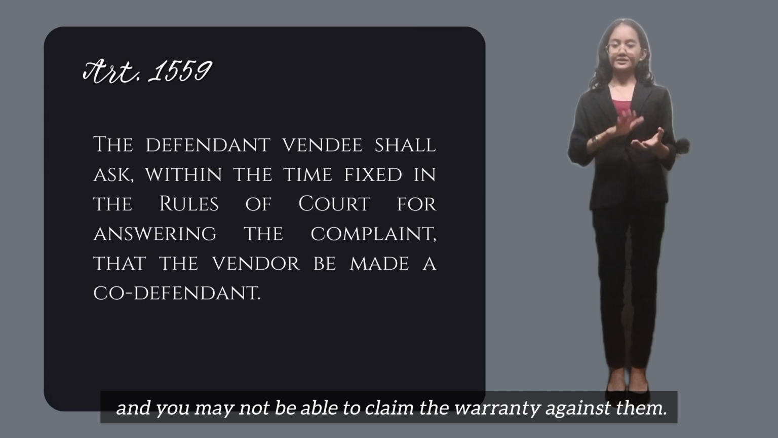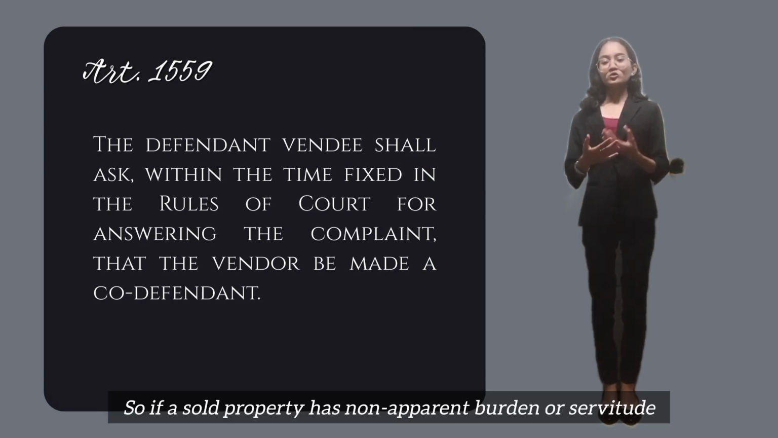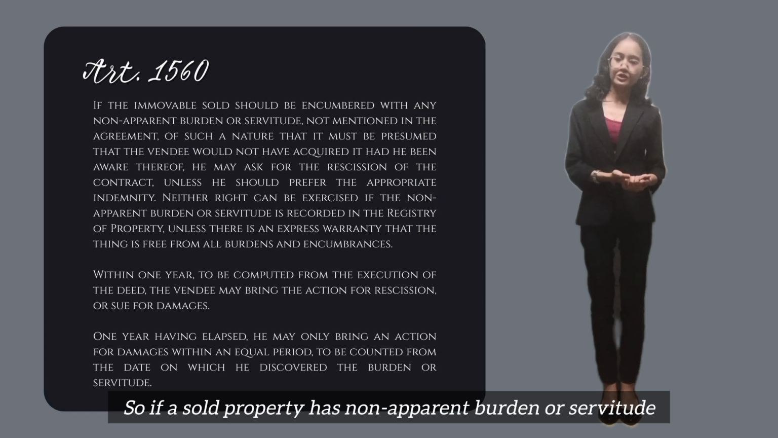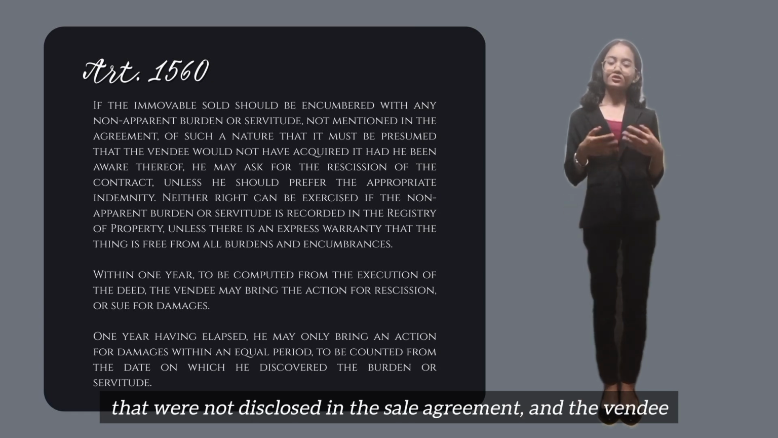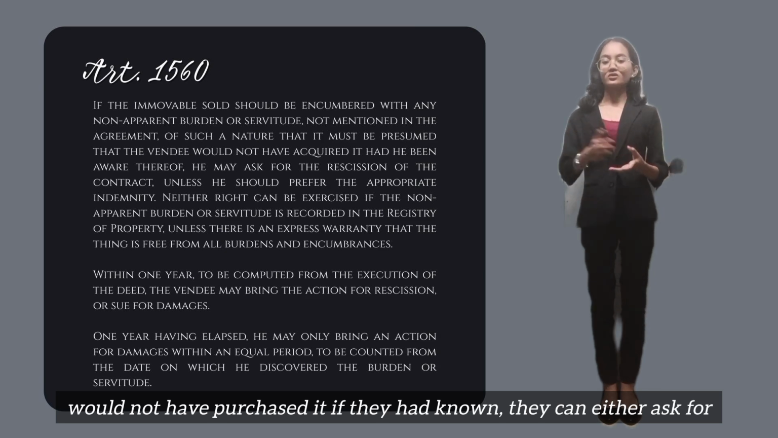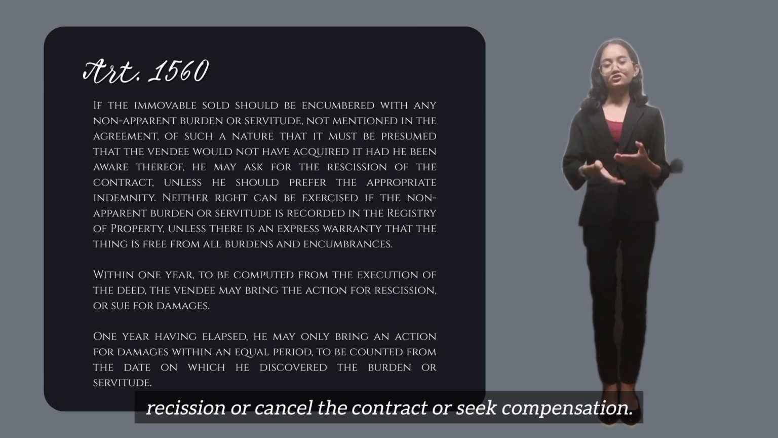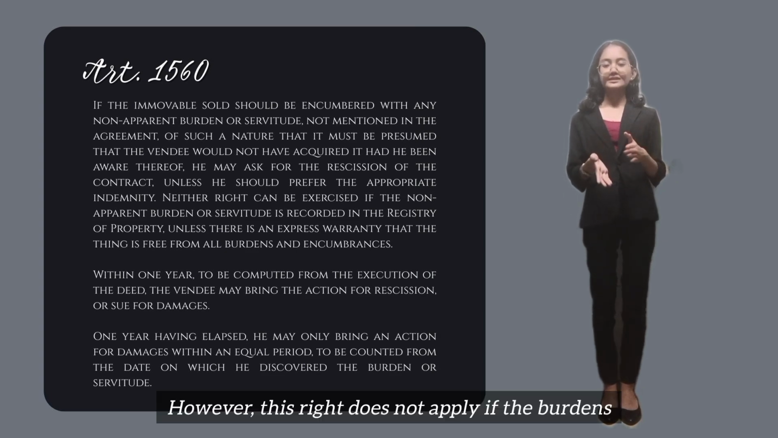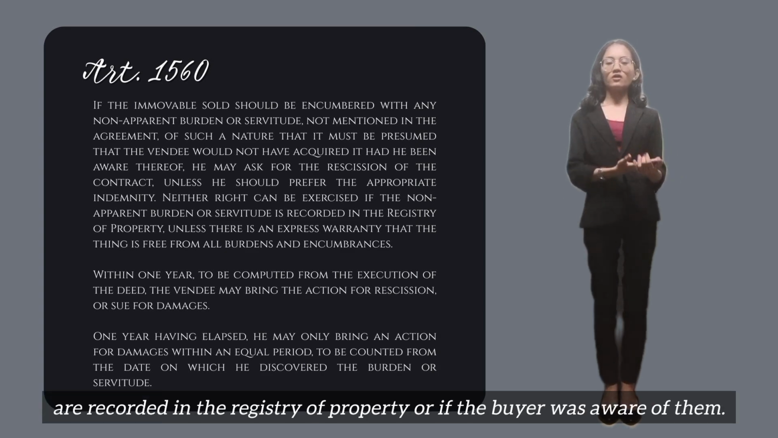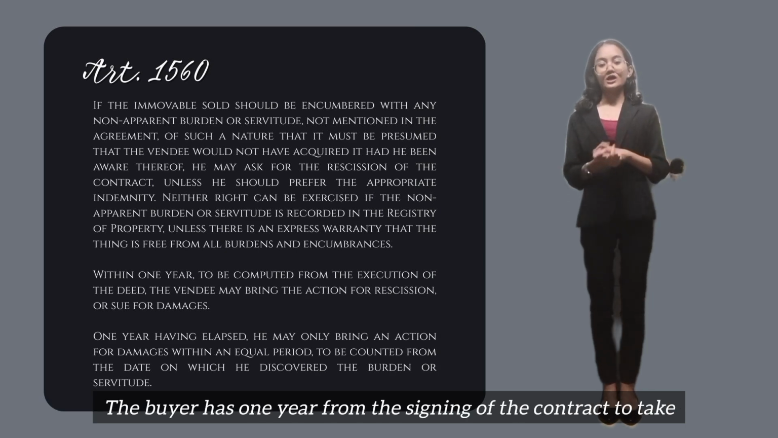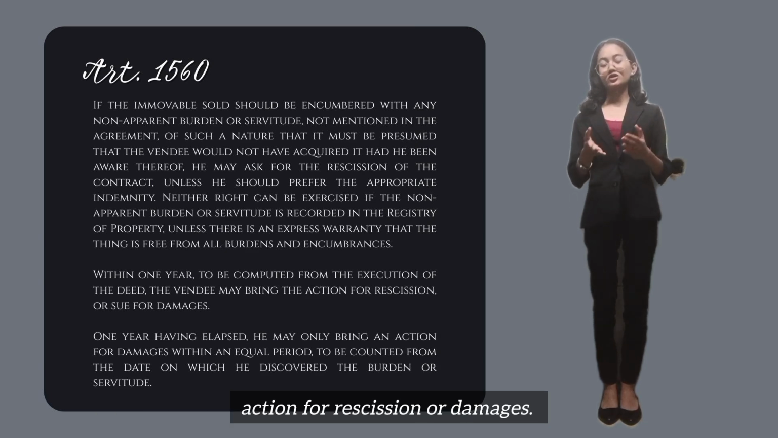the warranty against them. So, if a sold property has a non-apparent burden or servitude that was not disclosed in the sale agreement and the vendee would not have purchased it if they had known, they can either ask for rescission or cancel the contract or seek compensation. However, this right does not apply if the burdens are recorded in the registry of property or if the buyer was aware of them. The buyer has 1 year from the signing of the contract to take action for rescission or damages.